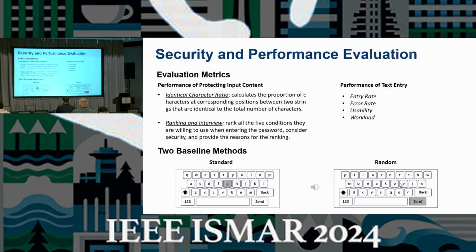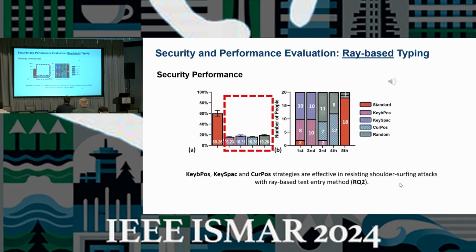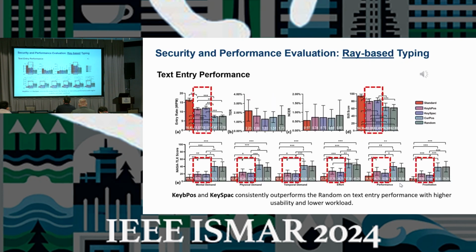According to the results from the user study, we found that when using the ring-based text entry method, keyboard position, key space, and cursor position strategies are effective in resisting shoulder-surfing attacks. As for text entry performance, keyboard position and key space consistently outperform the random keyboard with higher usability and lower workload. Cursor position strategy leads to reduced typing performance as the perceived movement and the actual movement are not consistent.